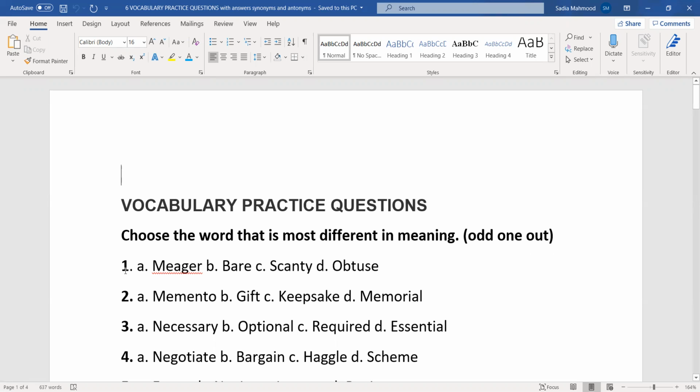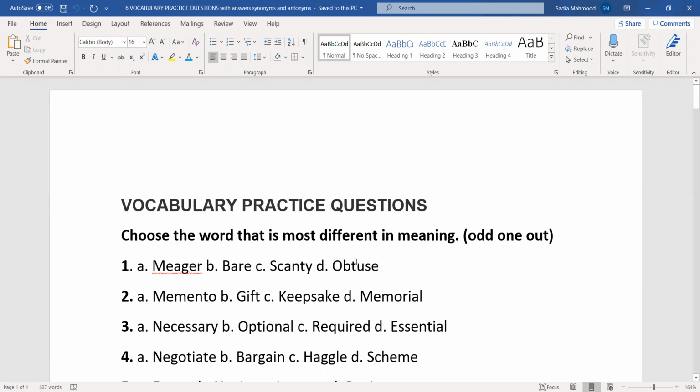The first question has four options, A, B, C, and D. Now, meager means less. Bare means hardly any. Scanty means very little. Obtuse means low in understanding. We can see that the first three words, meager, bare, and scanty, mean less or reduced. That idea is given. But obtuse is completely out of place over here. So my answer is obtuse. I will circle this word, or in my notebook, I will write option D. For question one, the answer is option D.